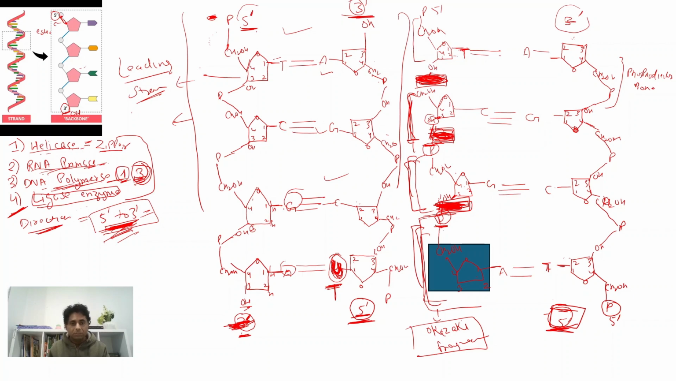I hope you have drawn the structure. I tried my best to explain it because it's not an easy topic. It's a complicated topic. If you do it one more time and watch the video one or two times, pardon my mistakes. And yeah, that's the whole process of DNA replication.